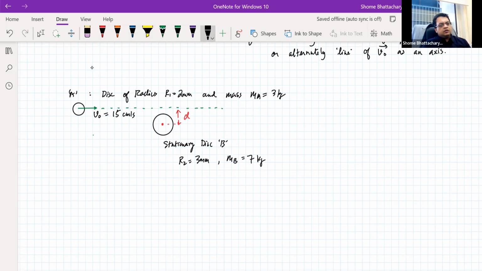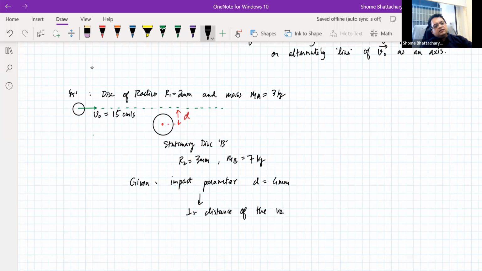Okay, so also given that the impact parameter D is 4 millimeters. So impact parameter is defined as the perpendicular distance of the vector V0 line of action with respect to the object B's center. So basically you can say it is the distance by which it misses the center.